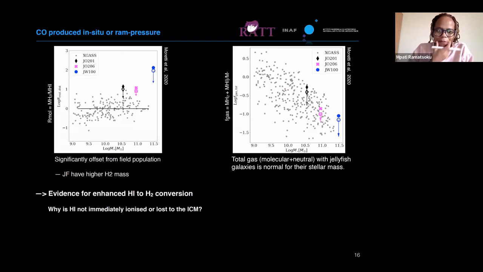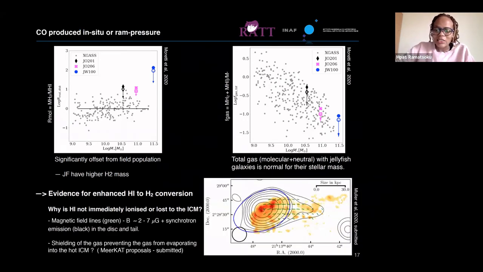But I mean, what could be causing this? You might be asking yourself, if H1 is at such low column densities, meaning it's fluffy, why is it that this fluffy H1 isn't immediately ionized by the hot ICM or lost to the ICM, for example? And this is where we started experimenting with magnetic fields, if you will. We took one of the galaxy clusters, got some VLA data. This is the work that's done by Muller et al. And the paper has actually been accepted now, so you can go and have a look at it.